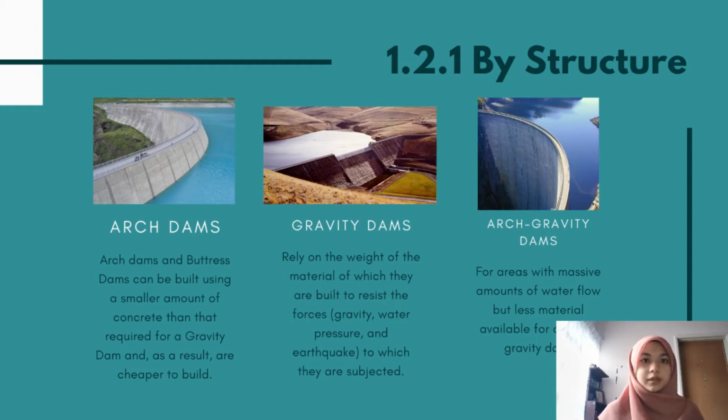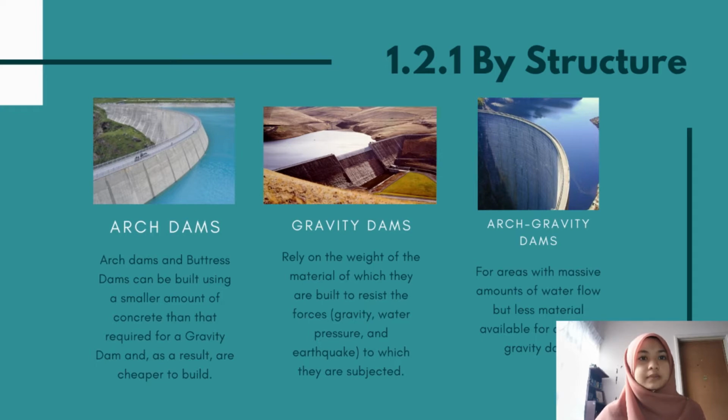Based on structure and material use, dams are classified as arch dams. Arch dams and buttress dams can be built using a smaller amount of concrete than that required for a gravity dam, and as a result, are cheaper to build. This is possible because arch and buttress dams are designed to transfer some of the load forces on them to the foundation on which they are built. For example, the strength of the foundation is used to help resist the loads, which could not be resisted simply by the weight of the dam wall alone.